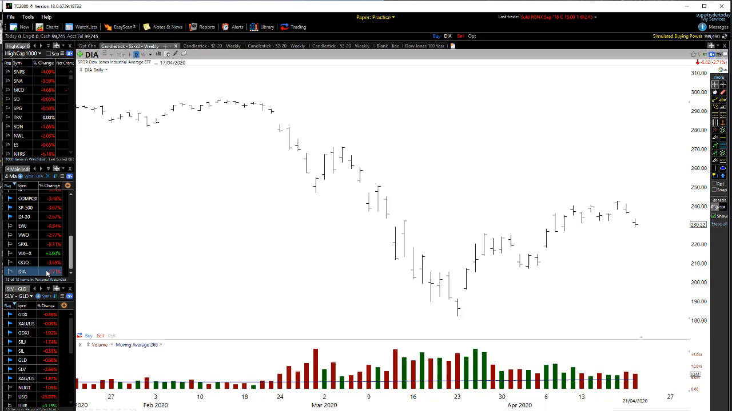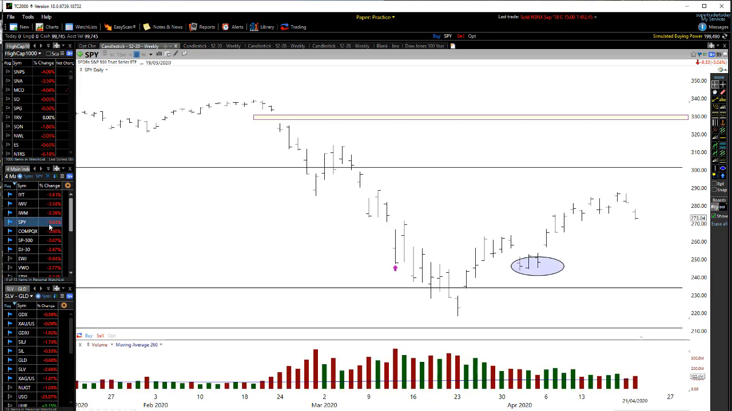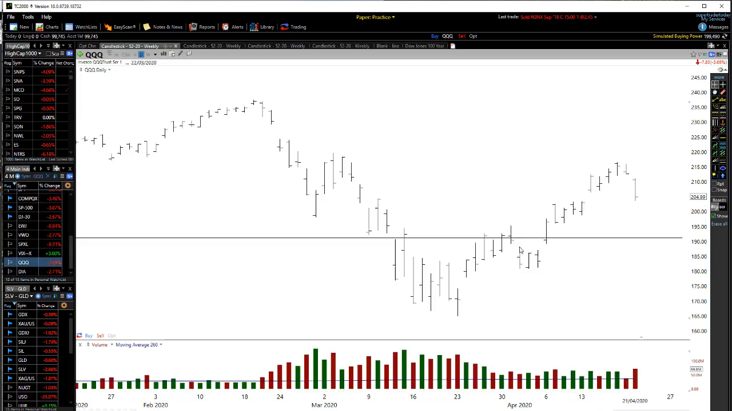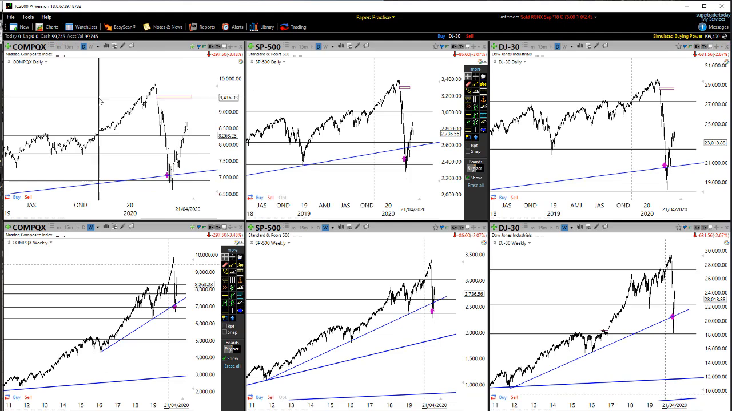If I go to the DIA, not that much volume. Maybe go to the SPY, and yeah, just a little bit of volume. So the Nasdaq is the one that's actually got the most volume through here, which is quite interesting. So let me go back to this chart here, and let me go back to the daily chart.